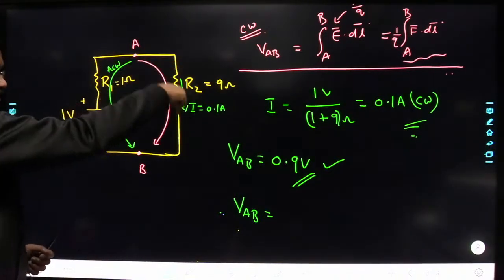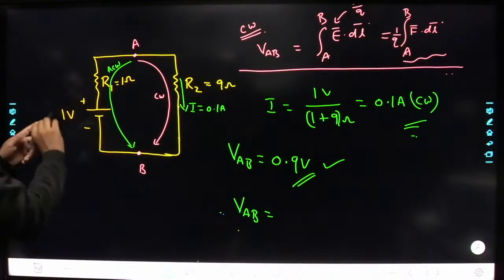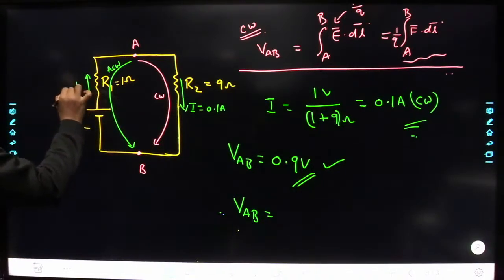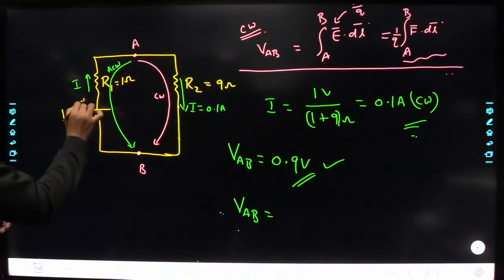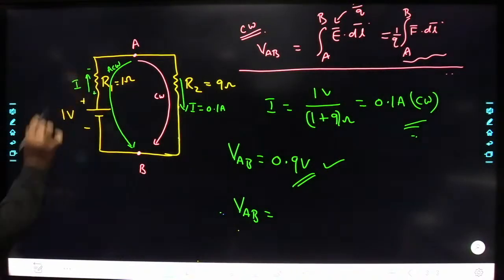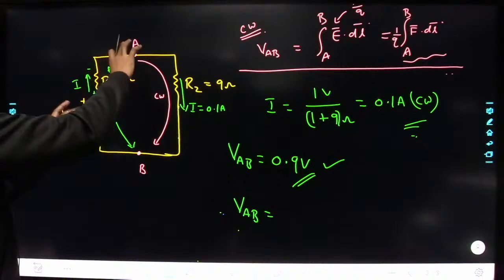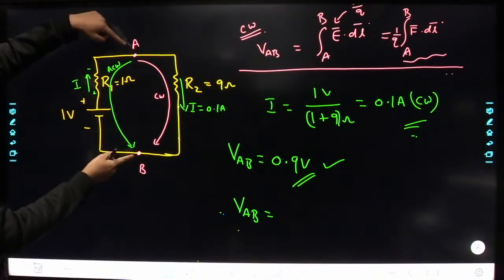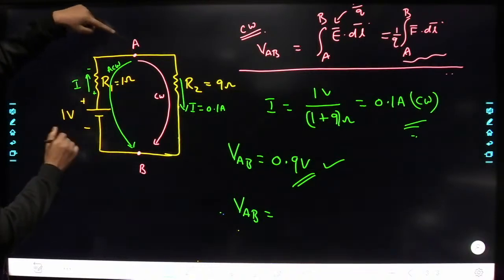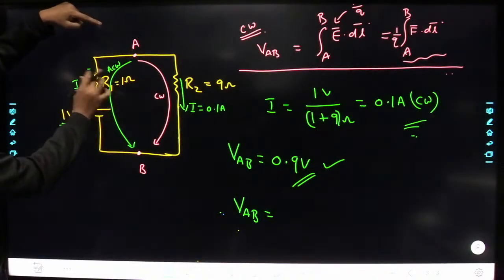See here, the current is flowing like this, so here the current is going to flow like this. Understood? Okay, so that means here it is plus and here it is nothing but minus. So now what is VAB here? What is the potential drop from A to B? Here you are having 1 volt and here what is the drop?